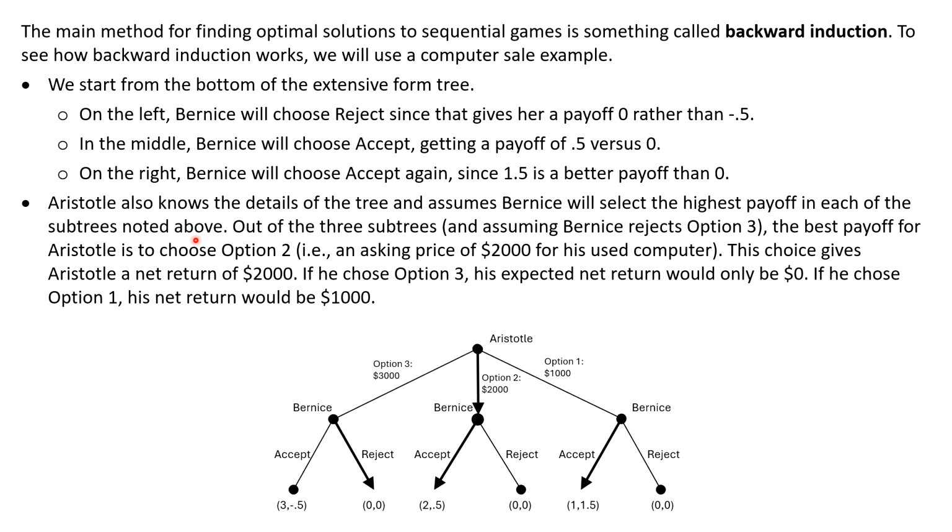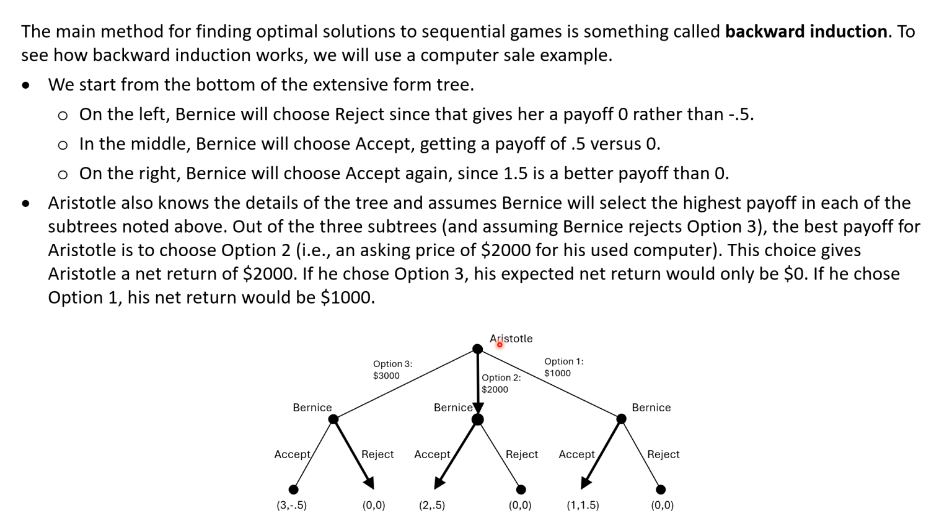So Aristotle knows the details of the tree and assumes Bernice will select the highest payoff in each of the subtrees. So she'll reject here because minus 0.5 is less than 0. 0 is a bit better payoff. She would accept here because 0.5 is greater than 0. And she would accept here because 1.5 is greater than 0 also.